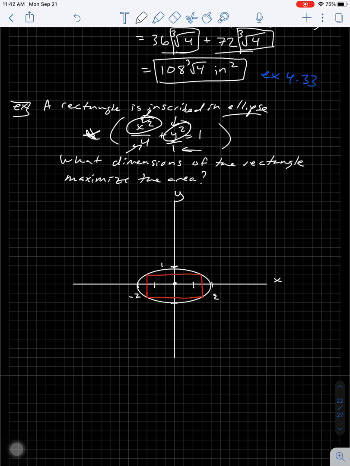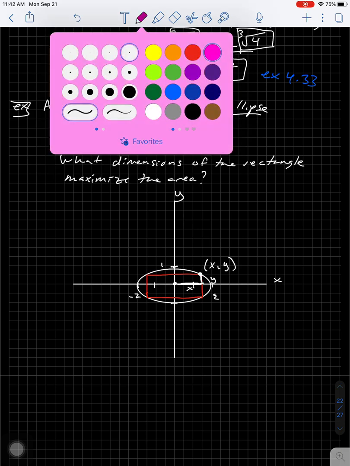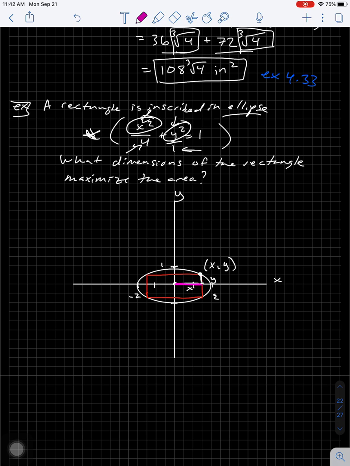And the easiest way to do this if you're centered at 0, 0 is to call this distance right here x and this distance right here y. Makes sense. So this point is x comma y. Now be careful with this, let me do this in a different color so you can see. This is x and this is y.